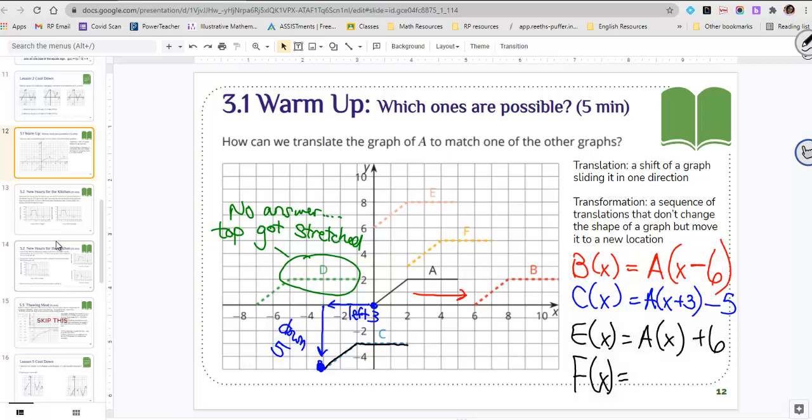Kennedy, go for it. So I said F of X equals A in parentheses X minus 2, and then outside of the parentheses plus. Very, very nice. All right. So we've got some great ideas of how these things are moving side to side, up and down. Nice job. Thanks, friends. Take a look at practice lesson 2.